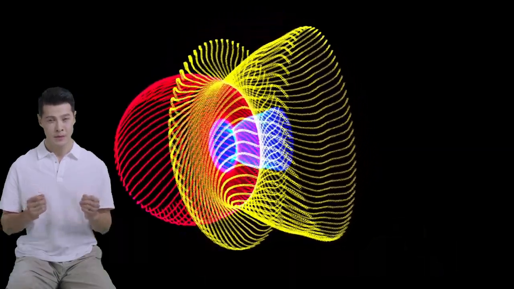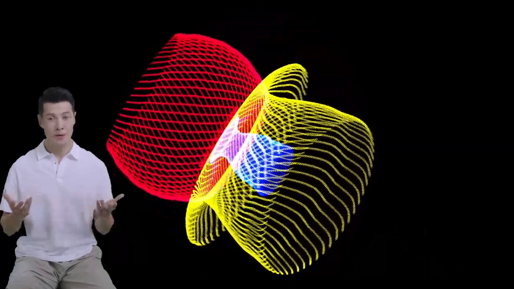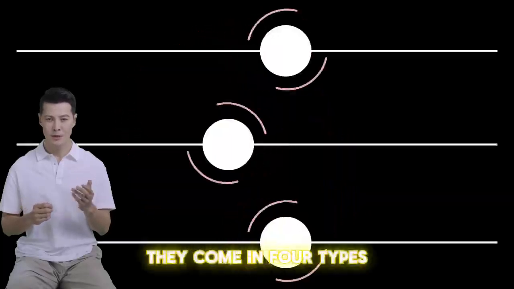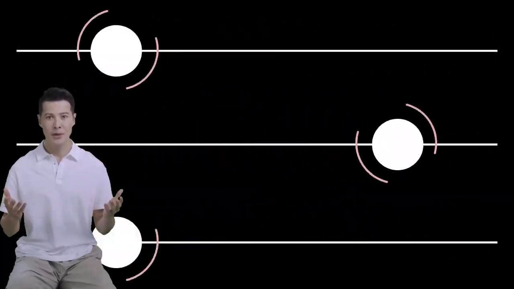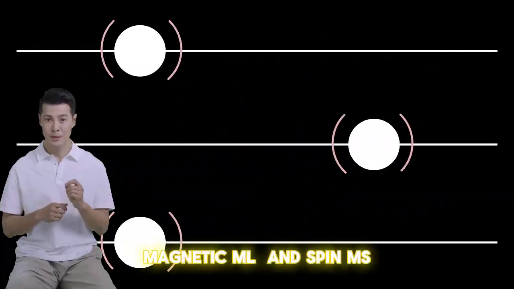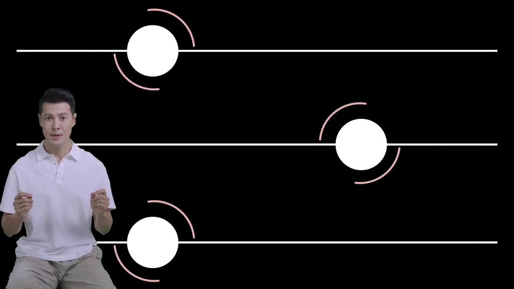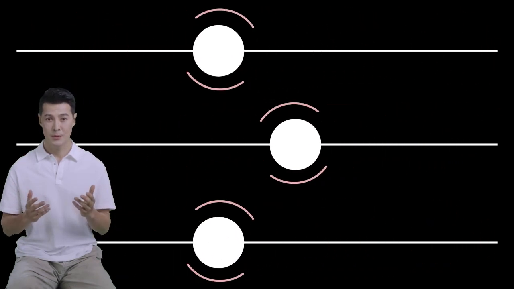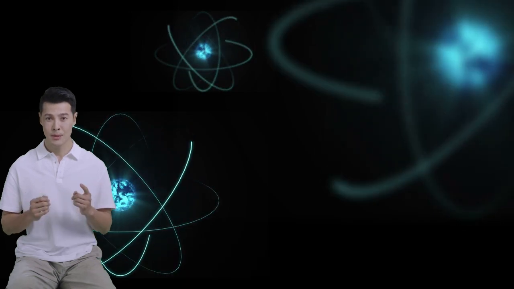Quantum numbers are essential for describing the unique quantum state of an electron. They come in four types: principal n, azimuthal l, magnetic m_l, and spin m_s. These numbers work together to provide a complete picture of an electron's position and energy within an atom.